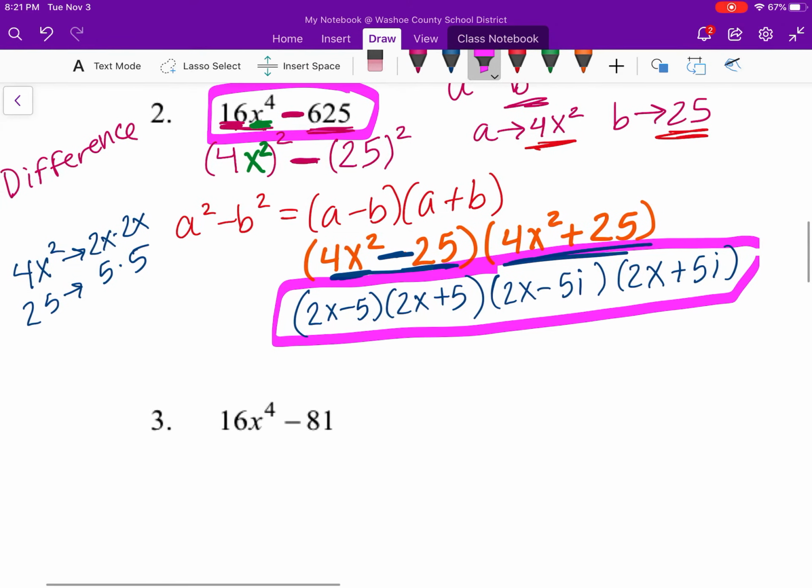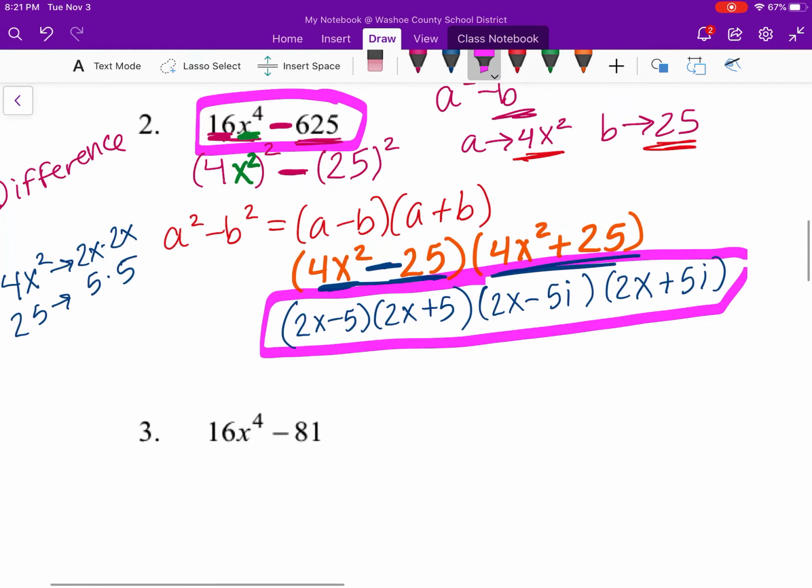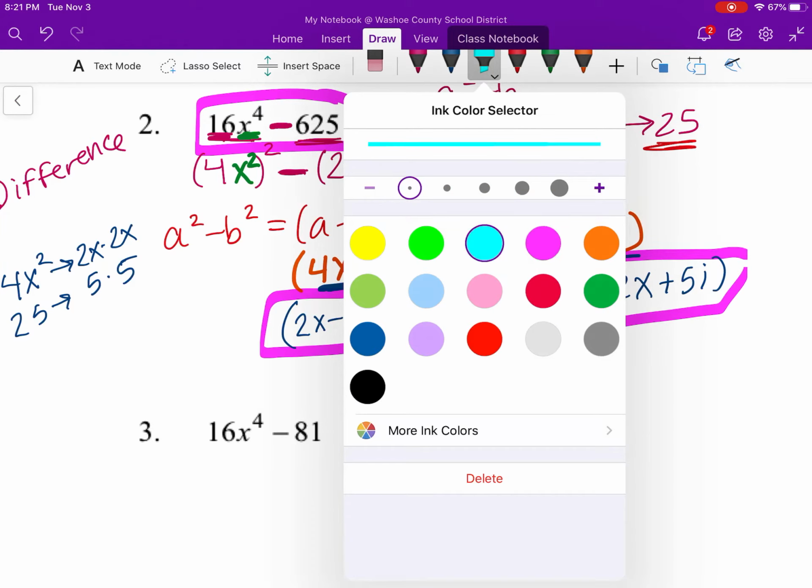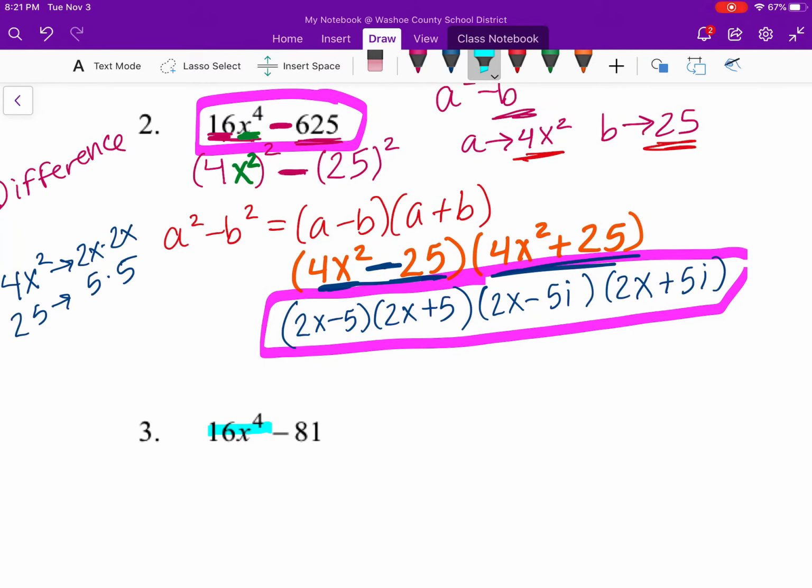Okay, so number 3 is going to be very similar to number 2. You're going to figure out what squared gives you 16x to the 4th. So kind of work backwards and like, what squared gives me 16? What squared gives me x to the 4th? And then minus, again, what squared gives you 81? So I want you to pause here and try it. Try something and then play again. Once you're ready, see if you're on the right track.